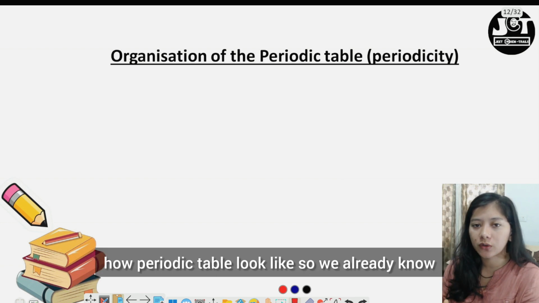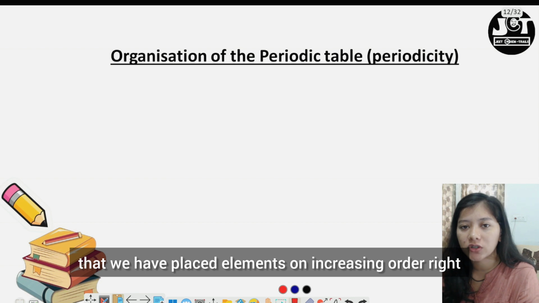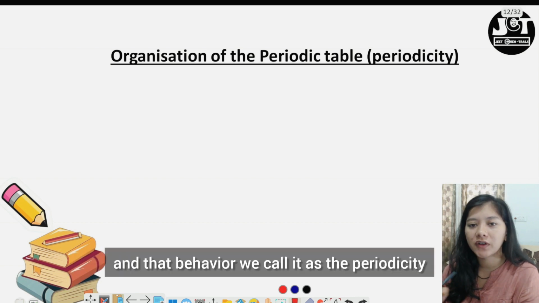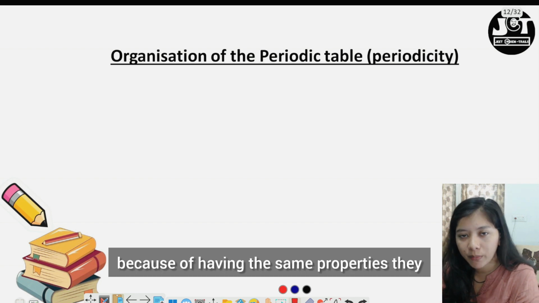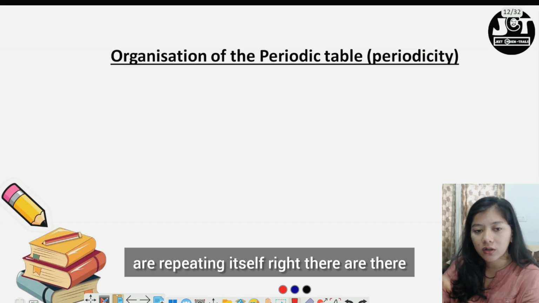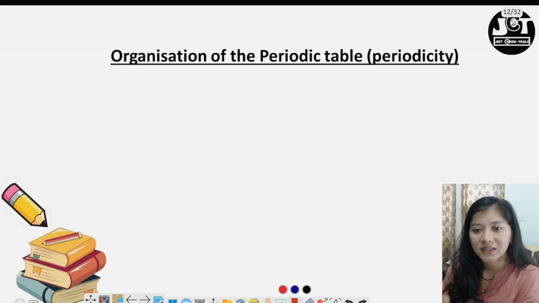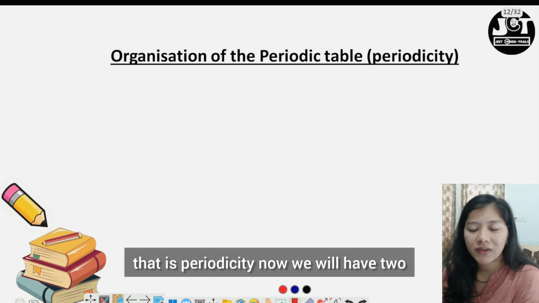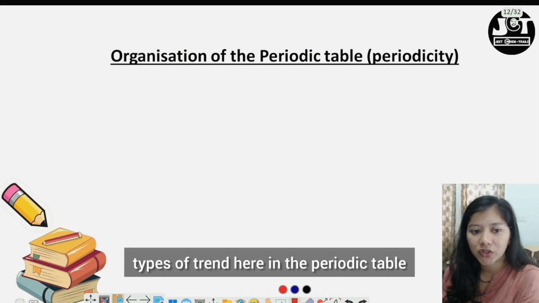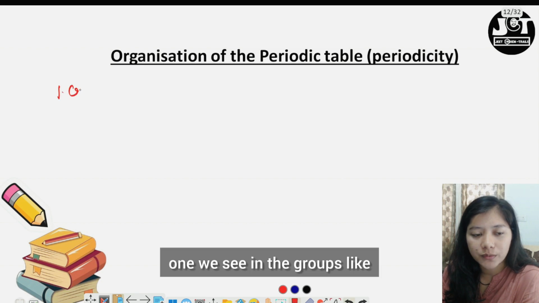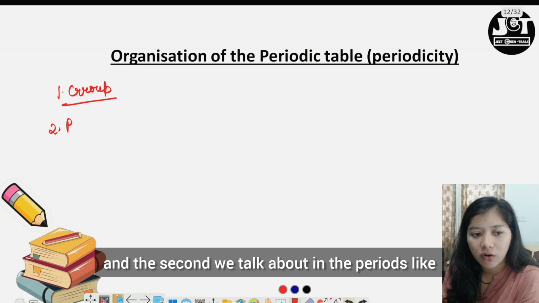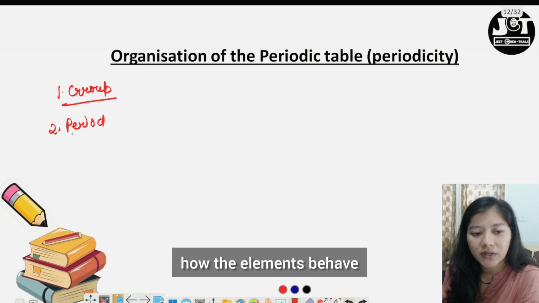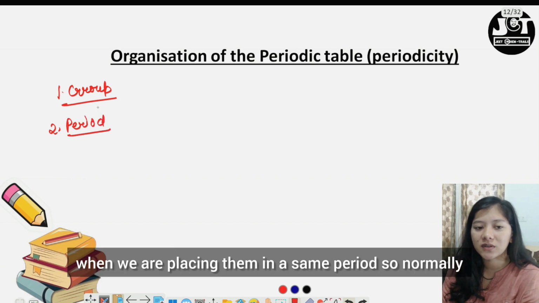So we already know that we have placed elements in increasing order, right? And that behavior we call periodicity, because after some time, because of having the same properties, they are repeating themselves, right? They are present in the same groups. That is periodicity. Now we will have two types of trend here in the periodic table. One we see in the groups, like how their behavior is in groups, and the second we talk about in the periods, like how the elements behave when we are placing them in the same period.